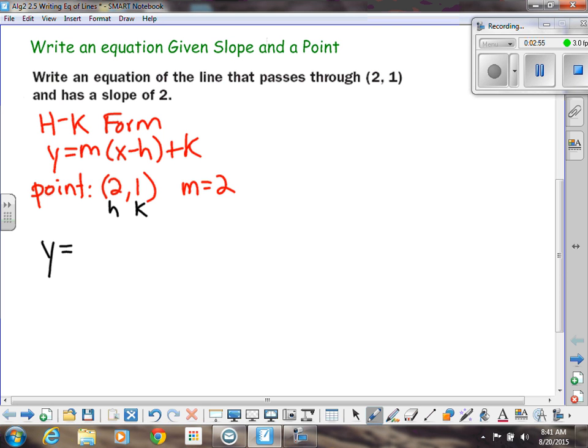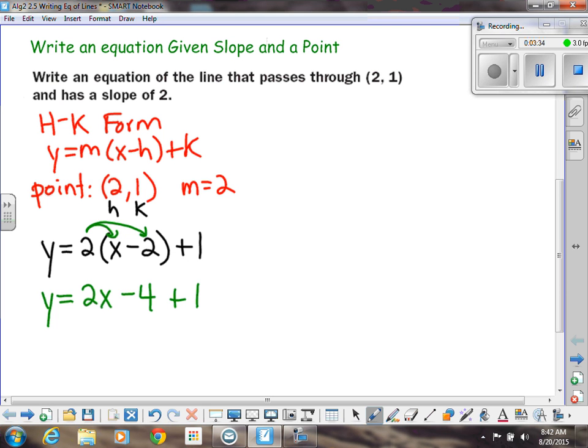So that would be 2 for the m, parentheses, x minus 2. Remember that you're always doing the opposite of h inside those parentheses. And then I'm doing plus k, so that would be plus 1. Now, normally in Algebra 1 we would say that's fine, you can leave that, but sometimes we had you write it in slope-intercept form. Let's get in the habit of doing that. So we're going to continue on with this and make it look like y equals mx plus b. All I have to do is distribute. So I'm doing 2x, and then 2 times negative 2 is negative 4. And then I just bring down my plus 1.